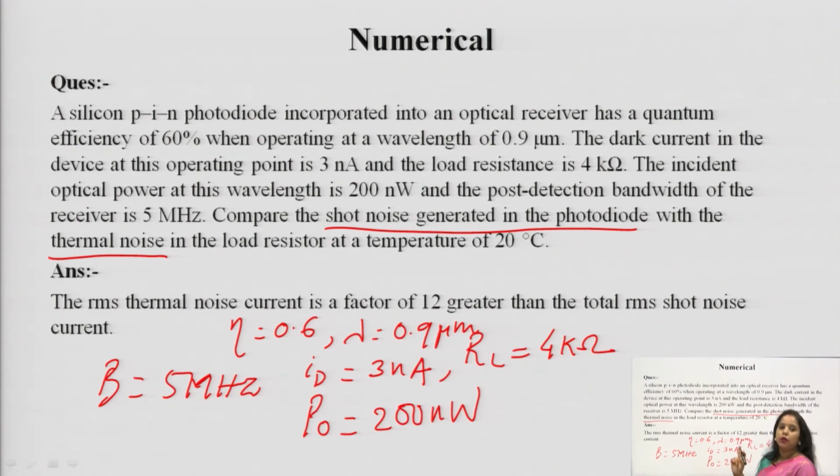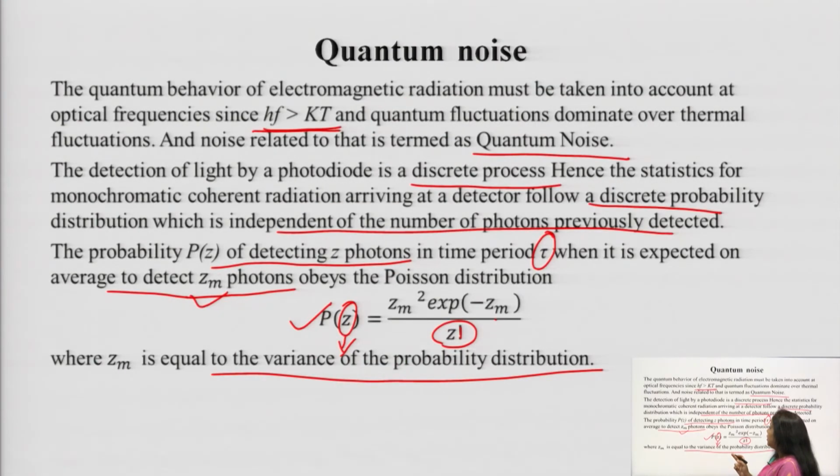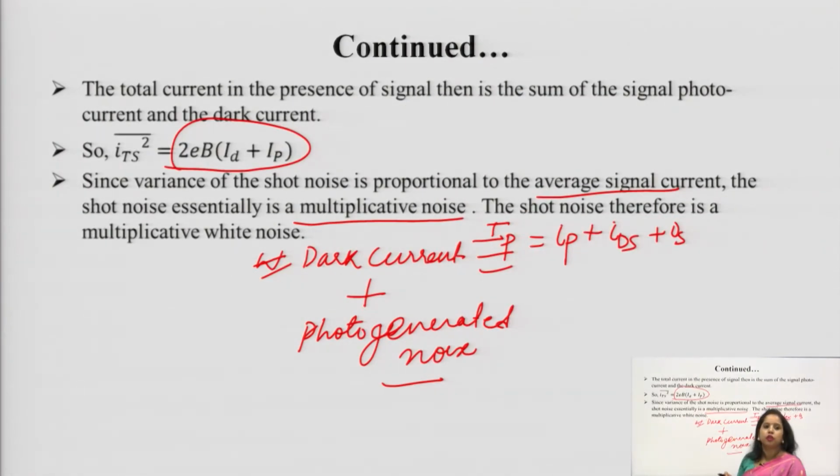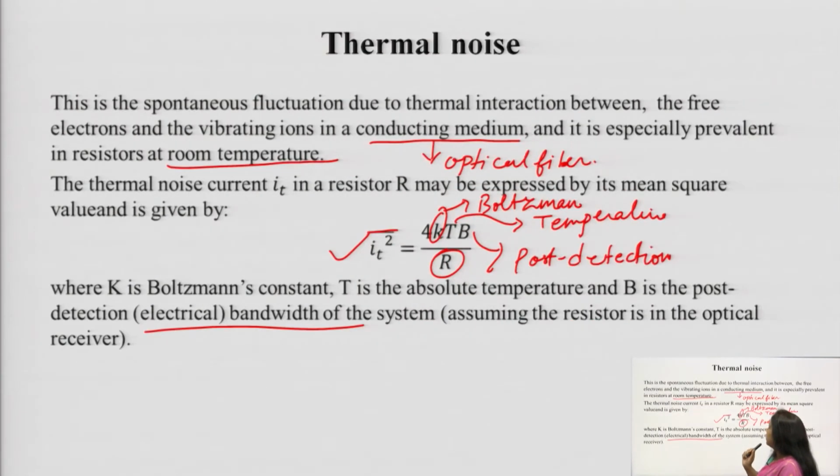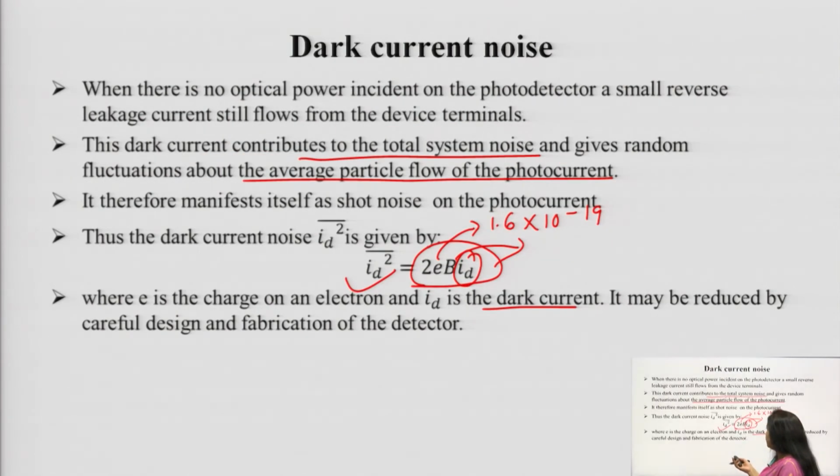So, let us look once again at the formulas of the shot noise and the thermal noise, which we have previously discussed. This is the total shot noise, 2eB(ID plus IP). Try to remember this formula. And our thermal noise, IT square bar, is equal to 4kTB upon R. You have to remember these formulas, then only you are able to do that numerical. So, let us do that numerical.